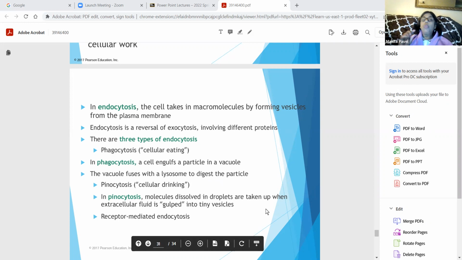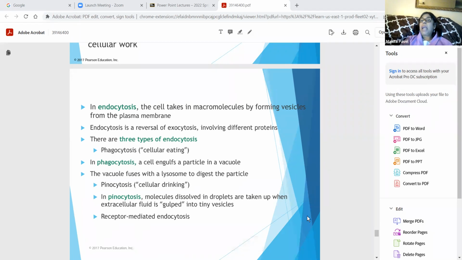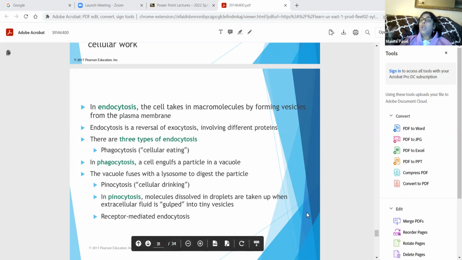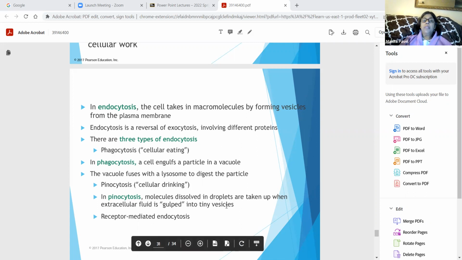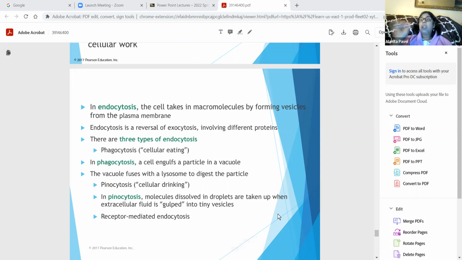Vacuoles also fuse with lysosomes. Remember, animal cells have lysosomes. That's a typical animal cell organelle, as we learned earlier. And lysosomes are going to secrete the hydrolytic enzymes or digestive enzymes to digest the particles. So pinocytosis is another process of endocytosis. Pino comes from the word pinein, which means cell drinking. So liquid molecules are brought into the cell; molecules dissolved in droplets are taken up when the extracellular fluid is gulped into, again, these small, tiny vesicles.